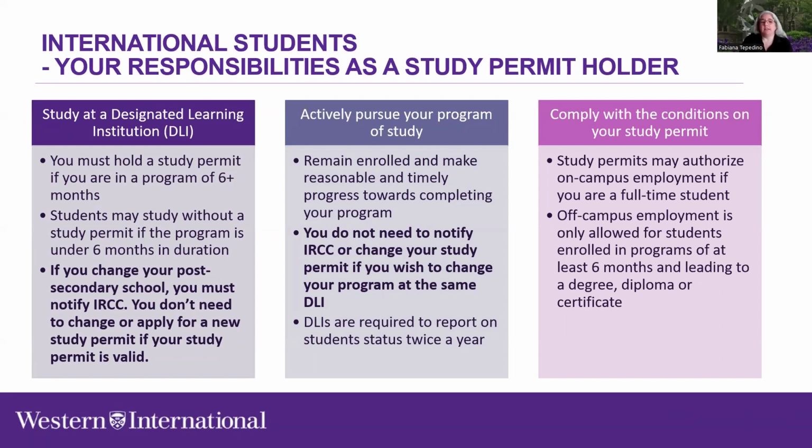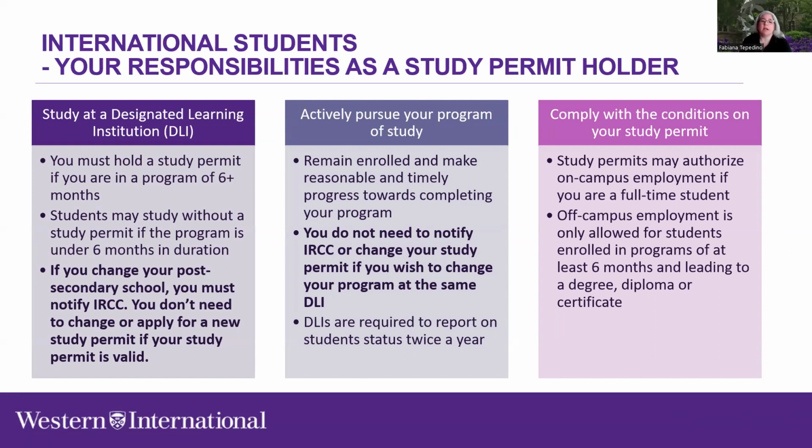While you're a student, you must actively pursue your program of study, remaining enrolled and making reasonable and timely progress towards completing your program. So there's no requirement to be a full-time student as far as your study permit is concerned, but there are certain rules if you want to work off campus and to be eligible for your post-graduation work permit. But as far as your study permit is concerned, you just need to remain enrolled and make progress in completing your program. You don't need to notify IRCC or change your study permit if you wish to change your program at the same institution, at the same DLI. And DLIs, just so that you know, are required to report on students' status twice a year.